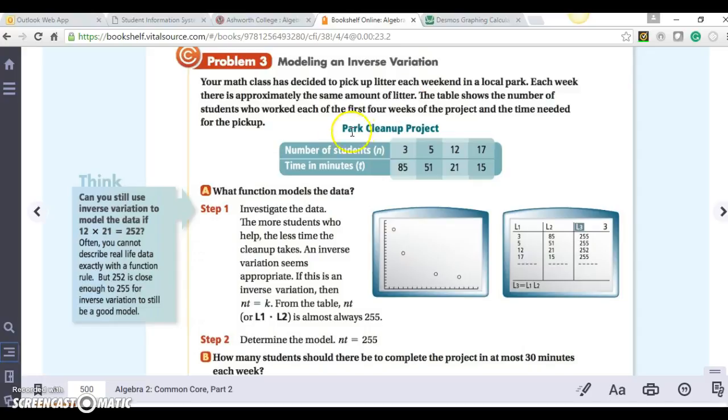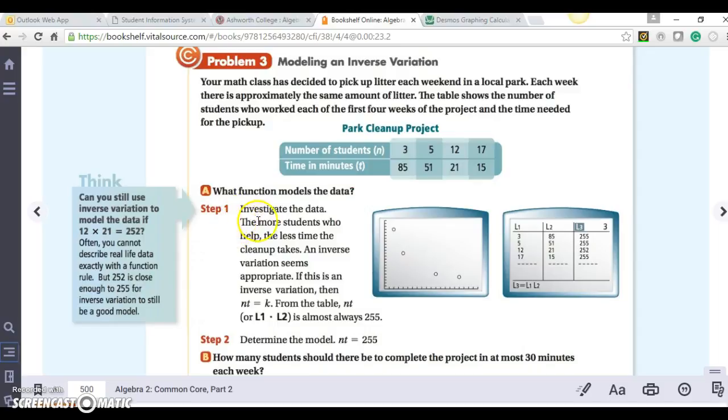time needed for pickup. So we have 3 students, the time it took is 85. 5 students, the time that it took was 51. 12 students, the time that it took was 21. And 17 students, the time that it took was 15. It says, what function models the data?